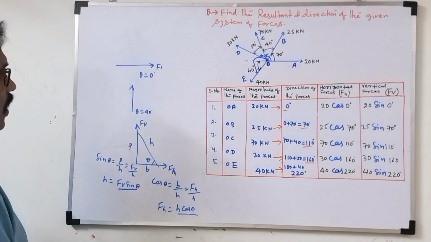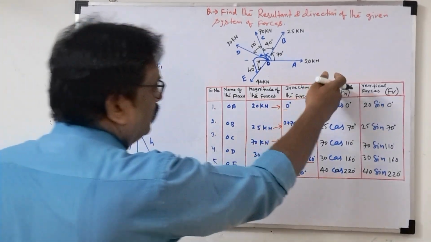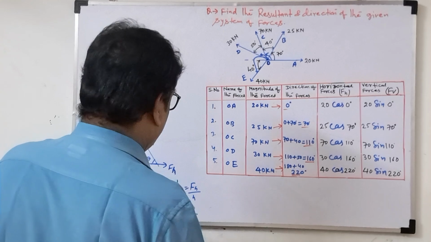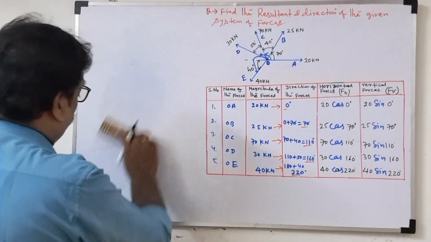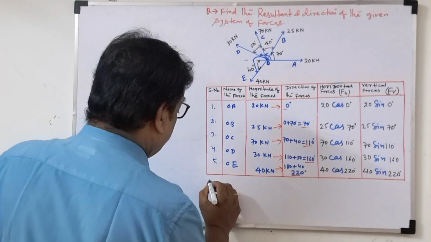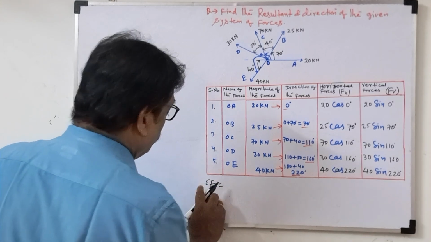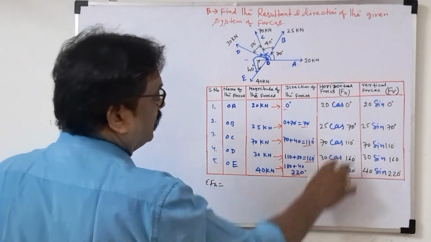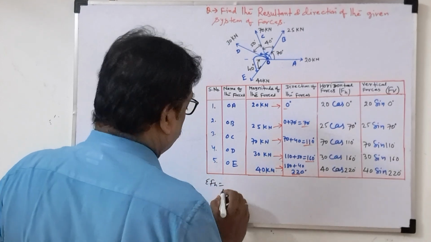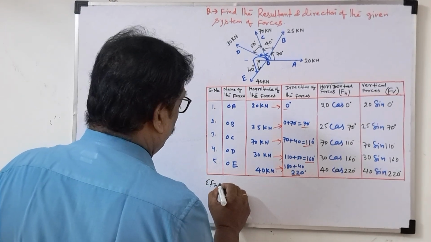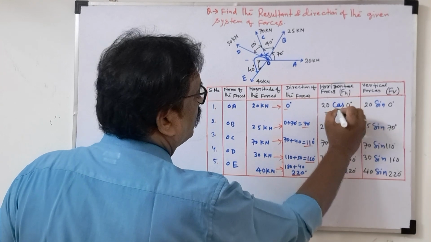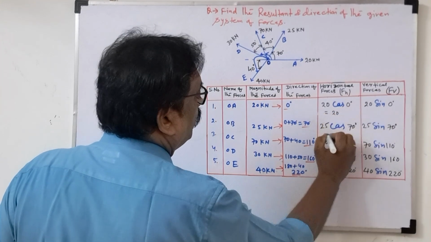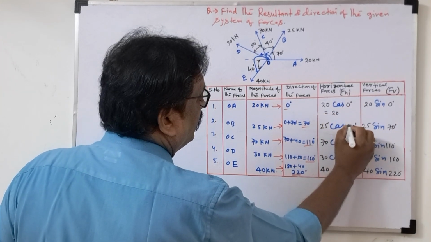We fill this. Now what we'll do? If we add this total, add means this is called summation. So these things I'll write now here. If we add, that is called summation FH. Summation means total of all the horizontal forces. So 20 cos 0 degree, value directly I am writing. 20 cos 0 degree, 20 into 1, 20. Then 25 cos 70.